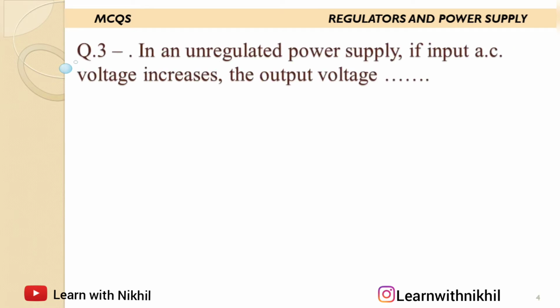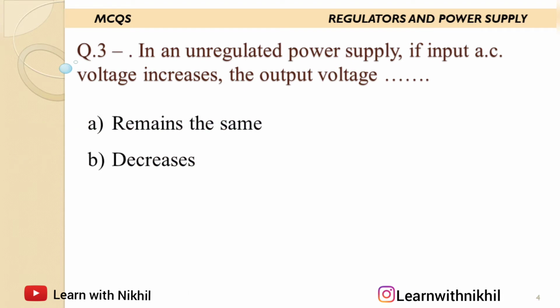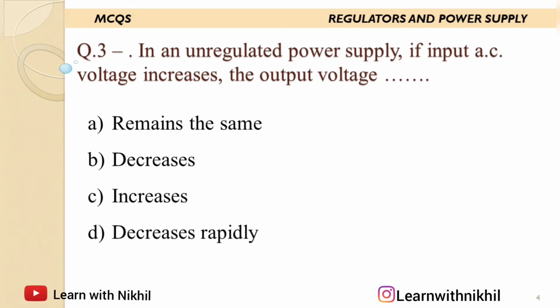Next question: in an unregulated power supply, if input AC voltage increases, the output voltage A remains the same, B decreases, C increases, or D decreases rapidly. So in an unregulated power supply, input voltage is increased, the output voltage also increases.